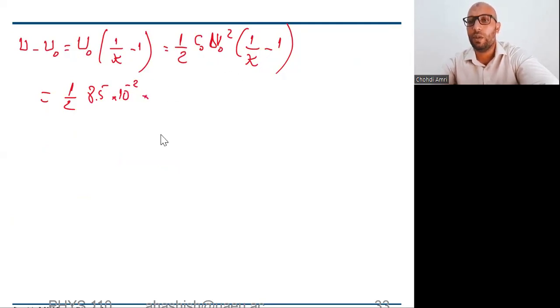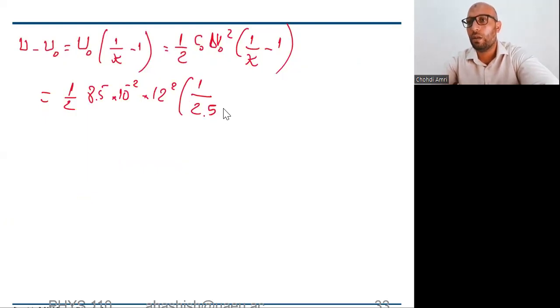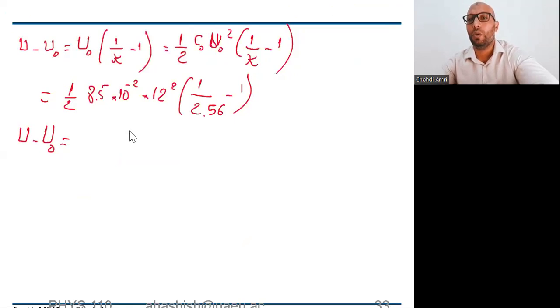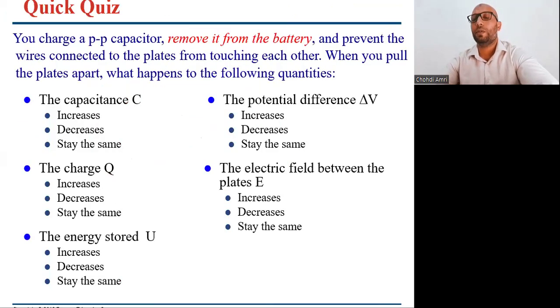multiplied by delta V naught, which we said is 12, squared, times the factor of 1 over 2.56 for the polystyrene, minus 1. Okay, so what would be the energy difference according to this result? It's going to be minus 373 picojoule, minus 373 times 10 to the power of minus 12 joule. And we are done. So this is the energy difference after and before the dielectric.